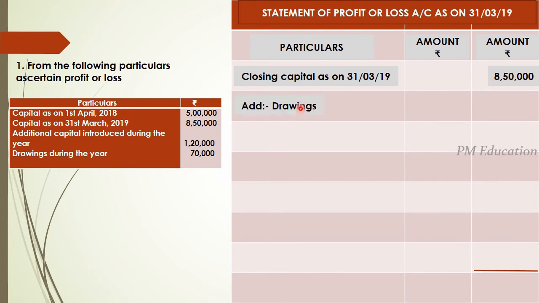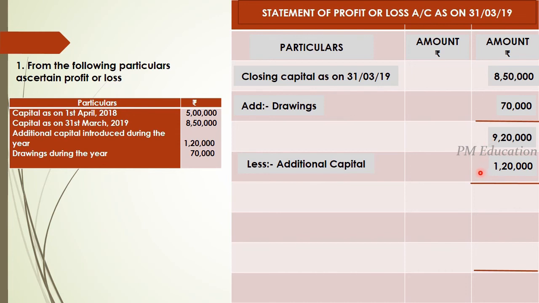Next, add drawings. Drawings should be added to the closing capital. Now see this drawings here, 70,000 is given. So 70,000 here. Now we are going to add the 70,000 to this 8,50,000. Here draw the line. Now the amount comes to 9,20,000. Next, less additional capital. Additional capital is given here, 1,20,000. That amount should be written here. Now we are going to subtract this 1,20,000 from this 9,20,000.